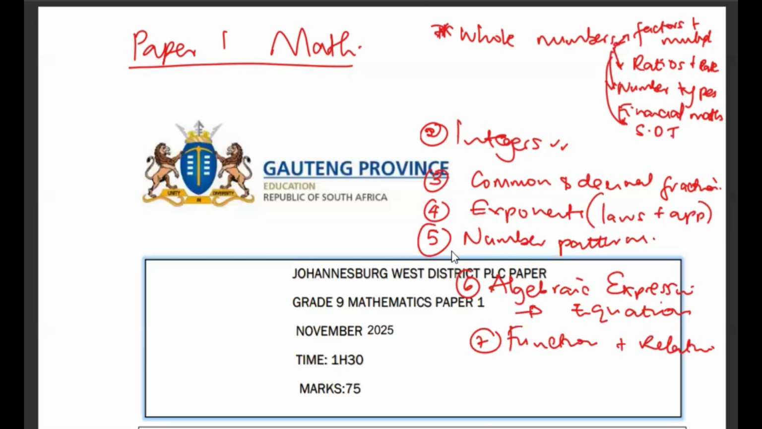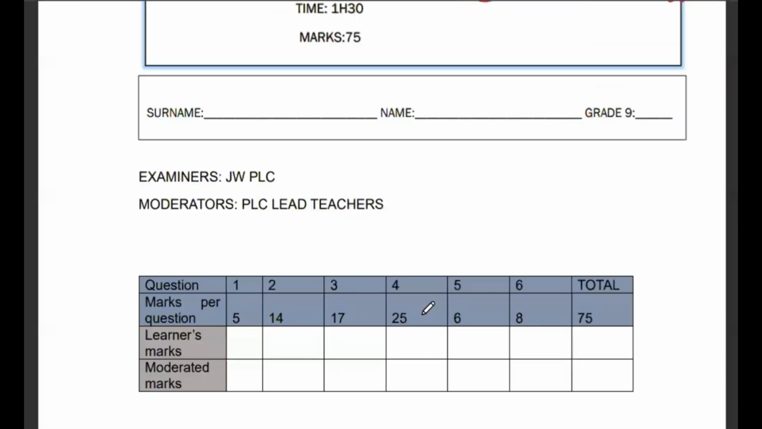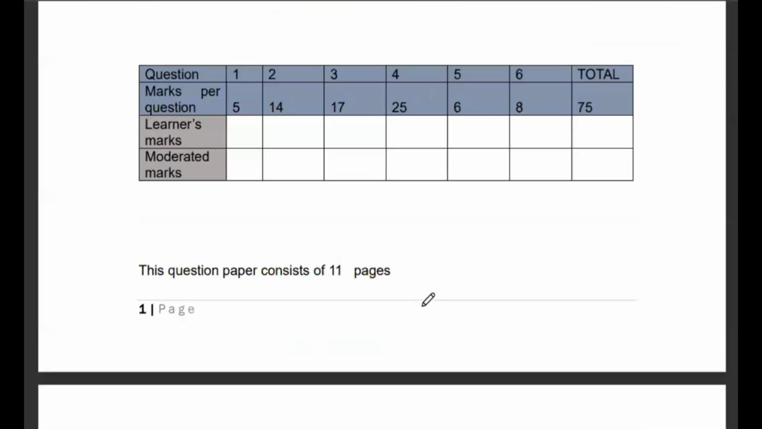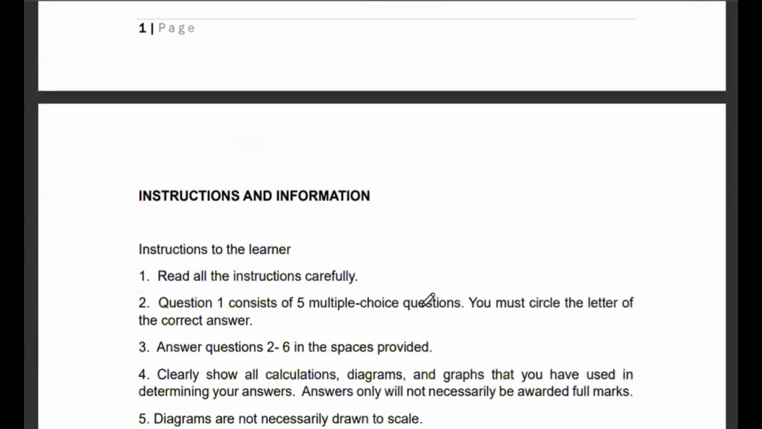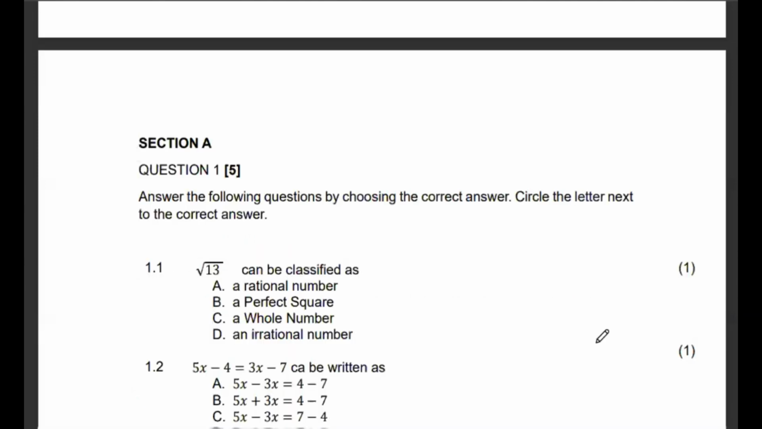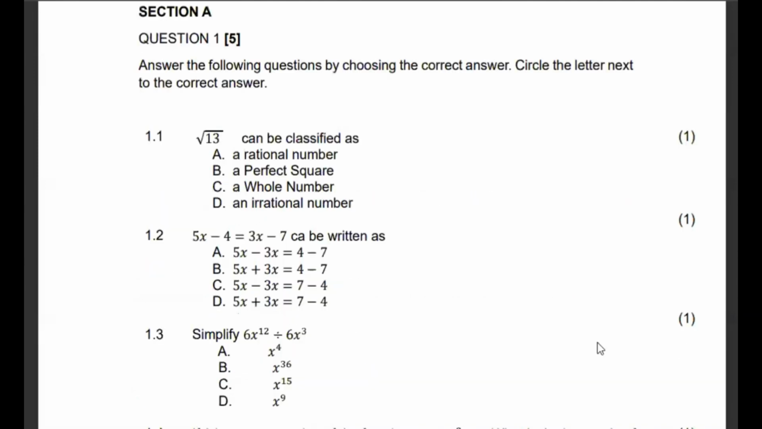So we're going to use this paper as just a revision guide as you prepare for your final exam. They're telling us that we have questions 2 to 6 that must be answered in the spaces. Question 1 is multiple choice. First question, answer the following by choosing the correct answer.